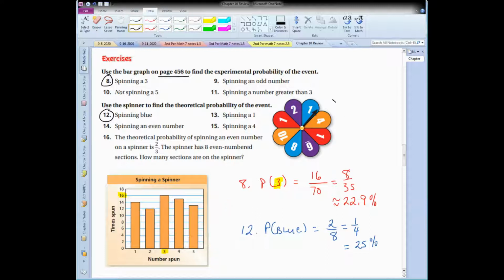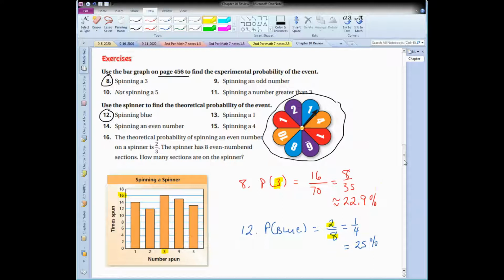I look at the tool I'm using, the coin or the spinner or whatever, the dice, and I look at how many total outcomes there are when I spin this spinner, and I count them. And it turns out there are 8. There are 8 different spots that the spinner can land on: 1, 2, 3, 4, 5, 6, 7, 8. And how many of those spots are blue? Well, 2 of them are. So now I can calculate a theoretical probability, which would be 25%.